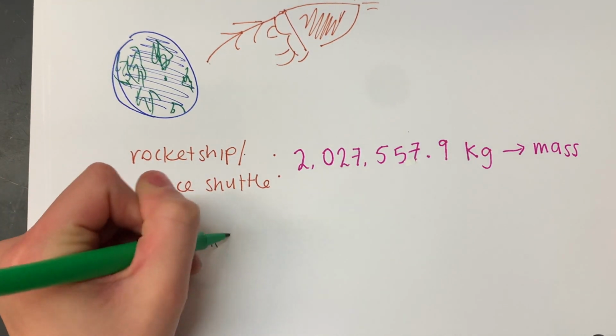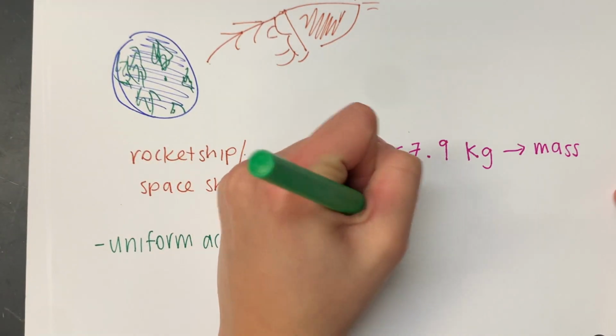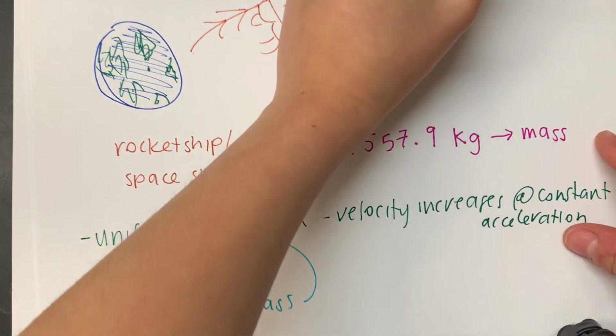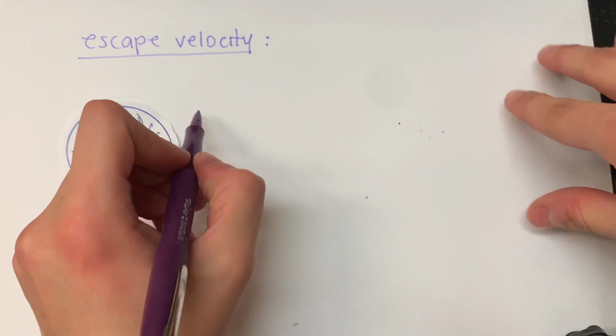2,027,557.9 kilograms. We're assuming that the space shuttle has a uniform acceleration, which means that it also has a velocity that increases at a constant acceleration. It works this way because as the shuttle uses up fuel, it loses mass, which makes the shuttle accelerate.